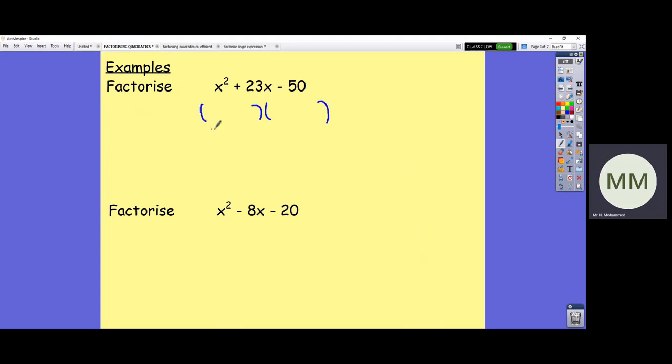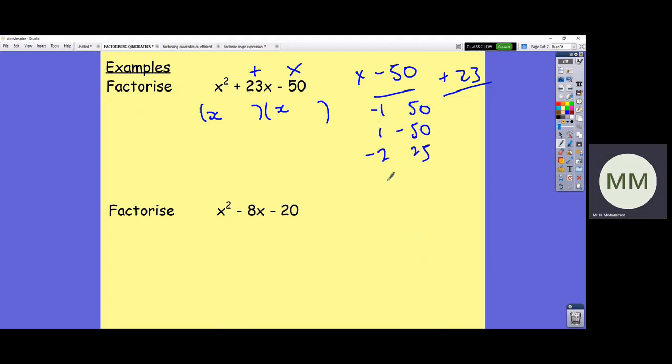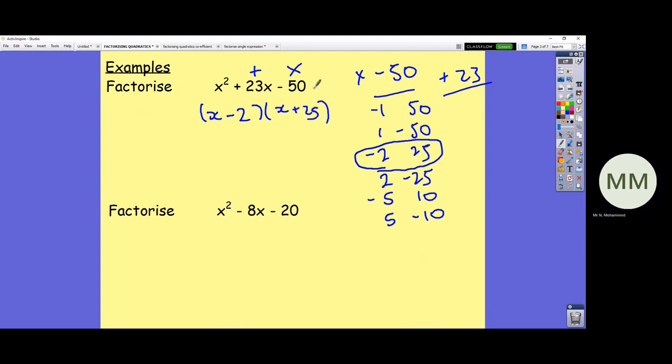Goes into a double bracket, x, times to give me -50 and they add to give me 23. Well, I got -1 and 50, 1 and -50, -2 and 25, 2 and -25. I got 5 and 10, so I'll write -5 and 10, 5 and -10. I'm not going to go through all of them, but the answers would be -2 and 25. I'll put that in there, -2 plus 25, job's done.